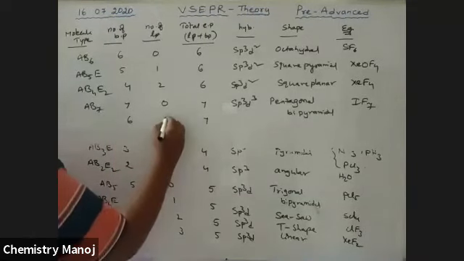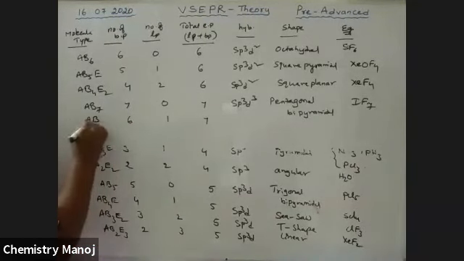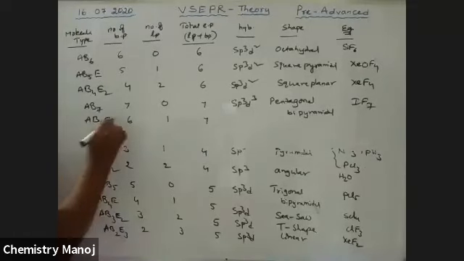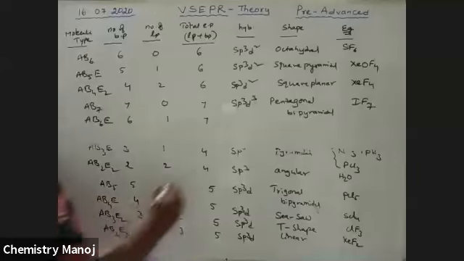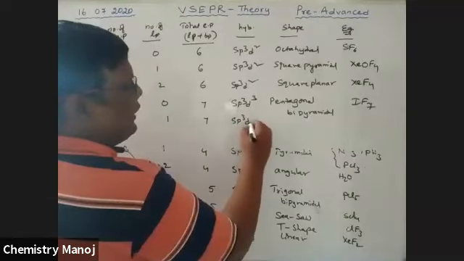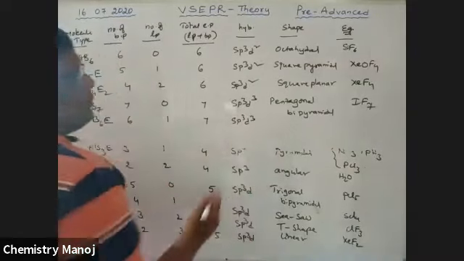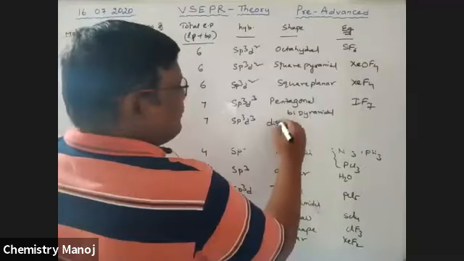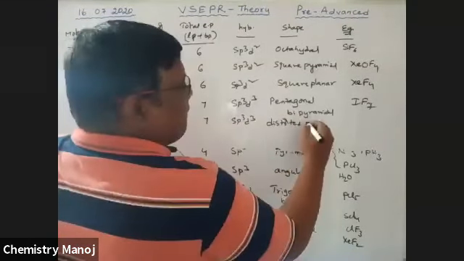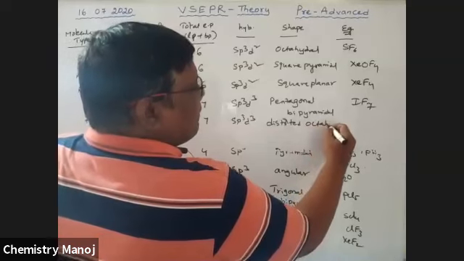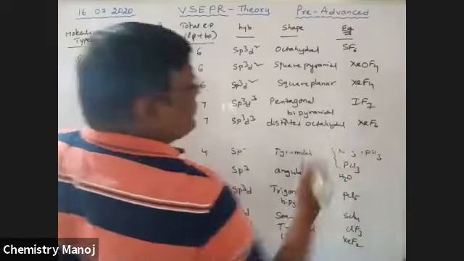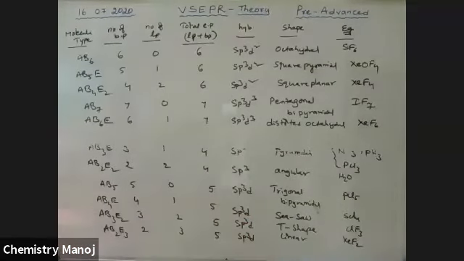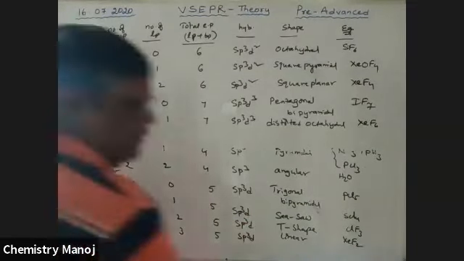Next, total 7, with 6 bond pairs and 1 lone pair. It is AB6E type molecule. E means 1 lone pair. It is also sp3d3 hybridization. So it is a distorted octahedral shape. Example XeF6 molecule. These are in our syllabus.